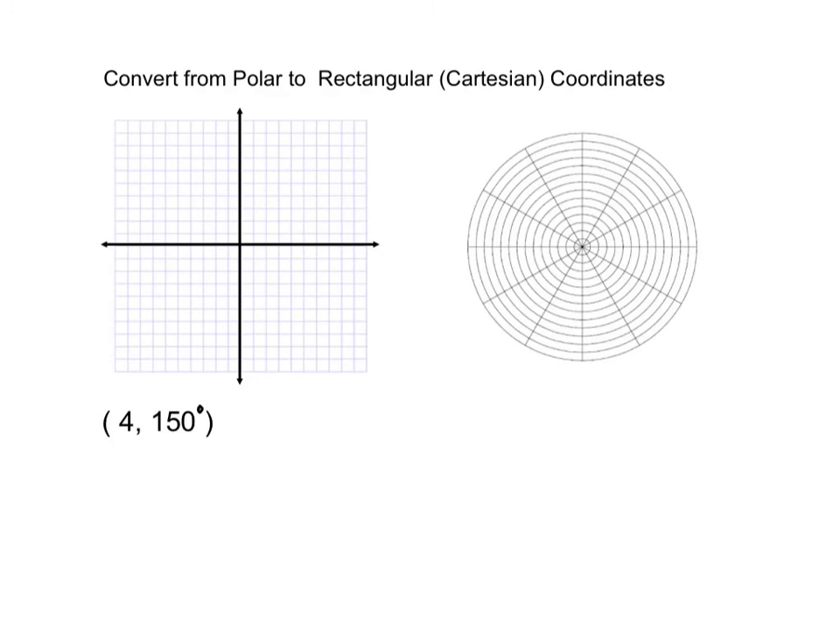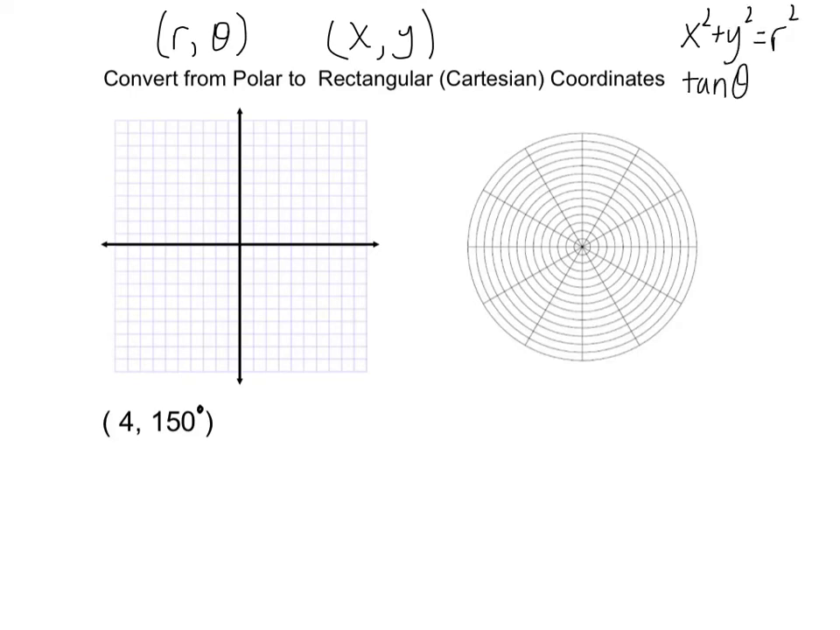The final objective for this video is to convert from polar coordinates to rectangular or Cartesian coordinates. In other words, we're going to go from polar, r and theta, to rectangular, which is x and y. Now, it'd be really helpful to have the toolkit. The toolkit was x squared plus y squared equals r squared. Tangent theta is equal to y over x. x is equal to r cosine theta, and y is equal to r sine theta.